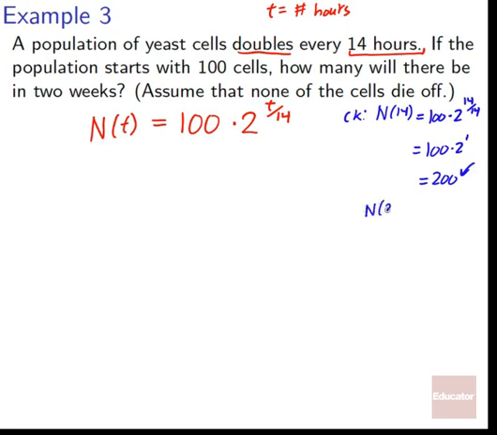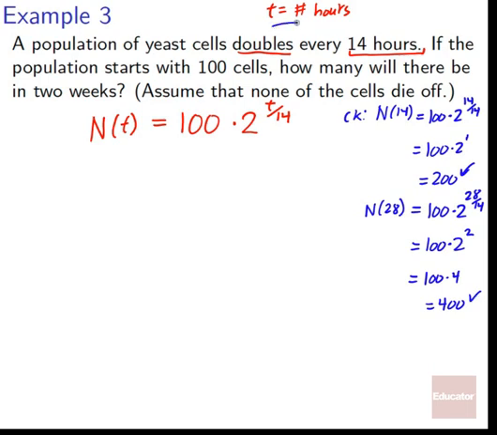At n of 28, if we had double, then we know that we should be at 400, so we can see what's coming there. So 2 times 28 over 14, that simplifies to 100 times 2 to the 2, which is equal to 100 times 4, or 400. So that checks out as well. So it passes muster. This makes sense as a way of looking at things.